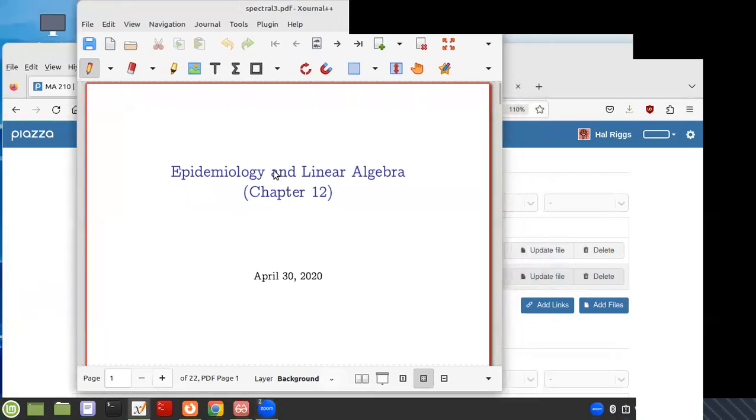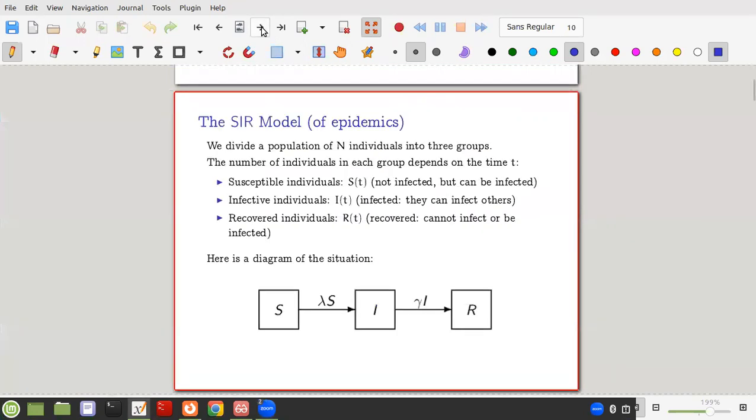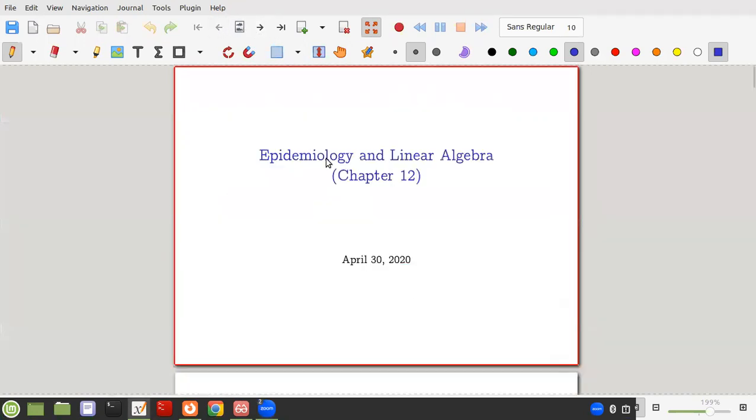Okay, so this is an application of linear algebra, and let's see if I can get this to work so it's a presentation mode. Okay, let's see. I think then, yeah, this will, okay, now I got the navigation right.